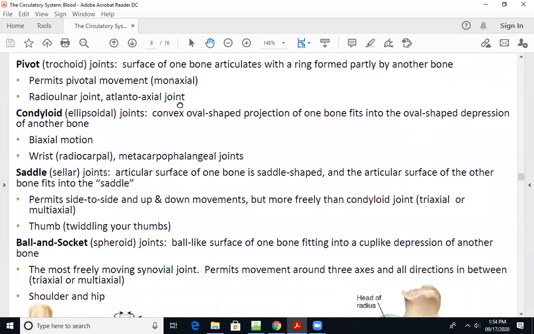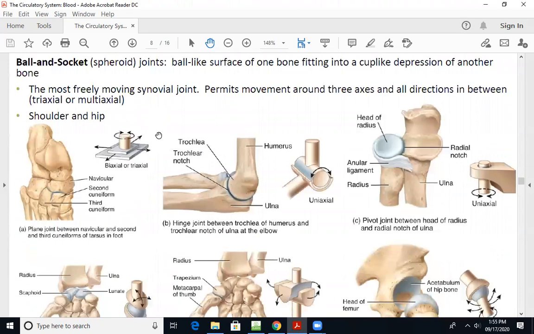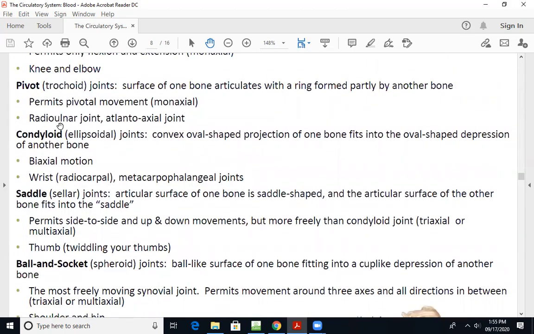Pivot or trochoid joints are joints where the surface of one bone articulates with a ring formed partly by another bone, which permits pivotal movement, which is also monaxial, only one axis. Examples would be the radioulnar joint, where the head of the radius rotates or pivots around in that space with the ulna, allowing you to supinate and pronate, to turn your palms forward and backwards. And the atlantoaxial joint, which is in the neck, allows you to shake your head no between the atlas C1 and the axis C2.